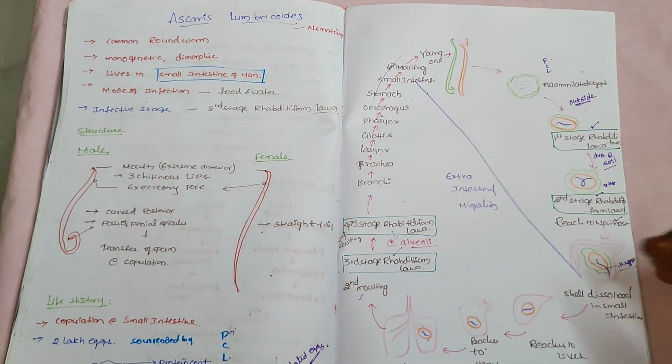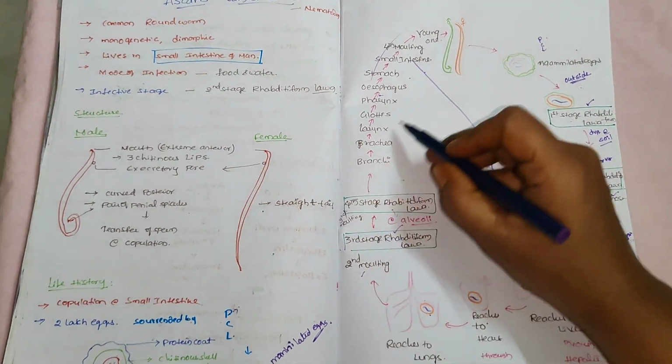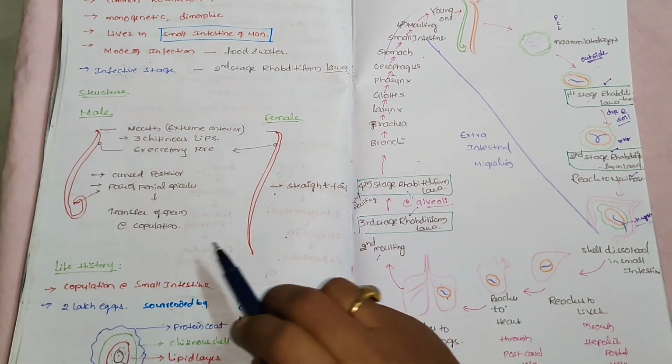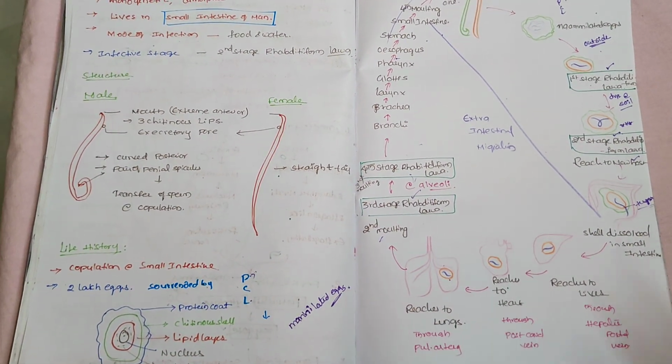So this is the long answer question. You have to remember this life cycle chart, the difference between male and female, and what are mammillated eggs.